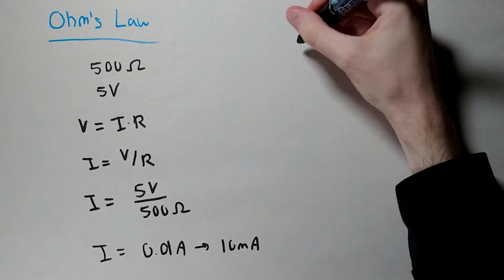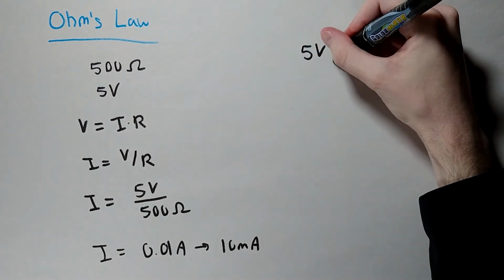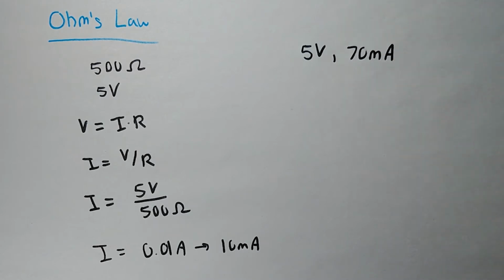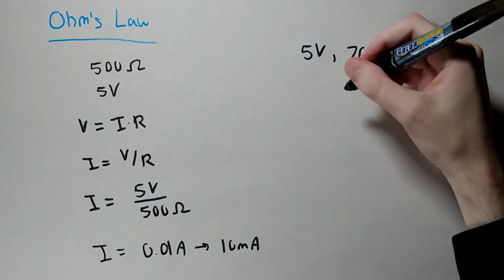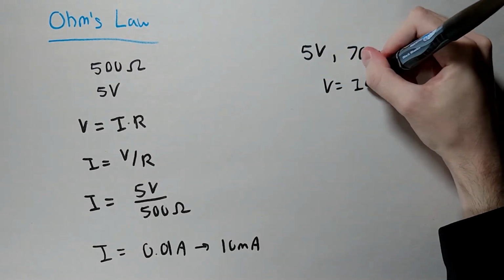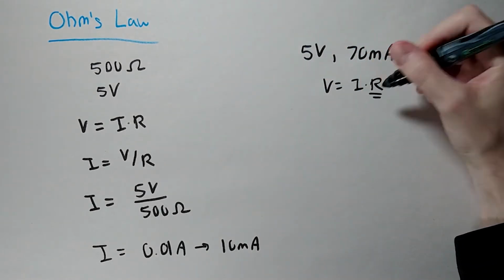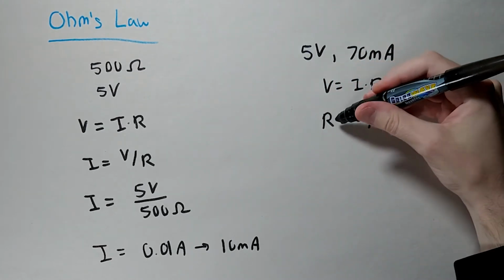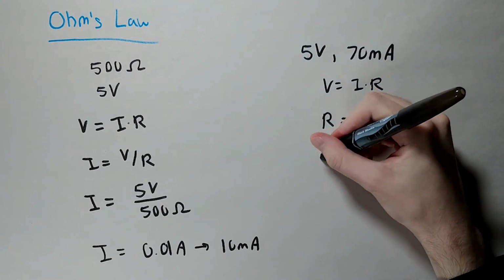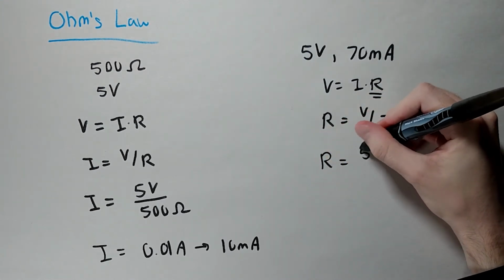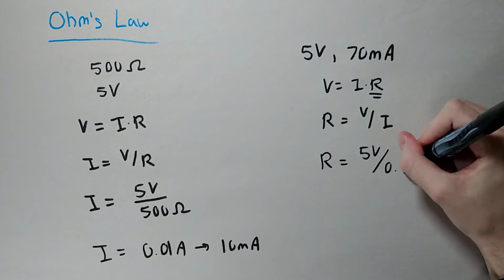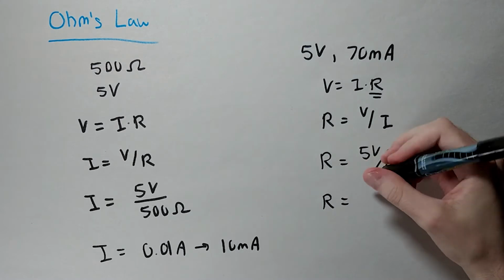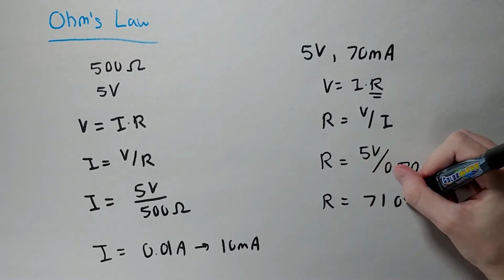Doing another example, let's say we have a 5-volt source again, but we want 70 milliamps running through our resistor. What is the value of that resistor? So let's start with Ohm's law again. Let's reorient this for resistance. So it's going to be resistance is the voltage divided by the current, R = V / I. Let's plug in what we know. And then we get the resistance to be around 71 ohms.